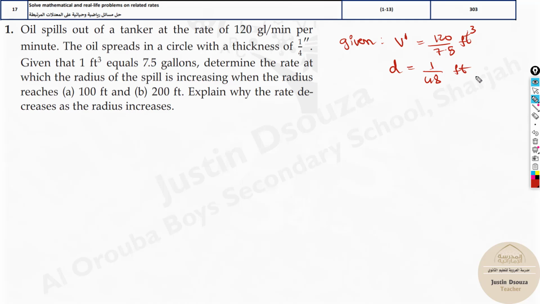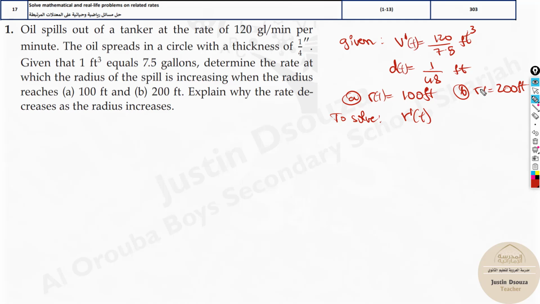And what else do we have? For option A, radius r is given as 100 feet, and for option B, r is 200 feet. And what do we need to find? It is the rate of radius. Now these are all with respect to time, okay? They're changing with respect to time.